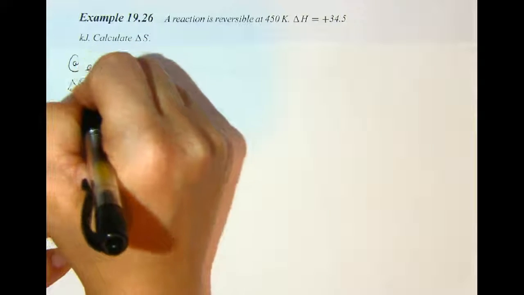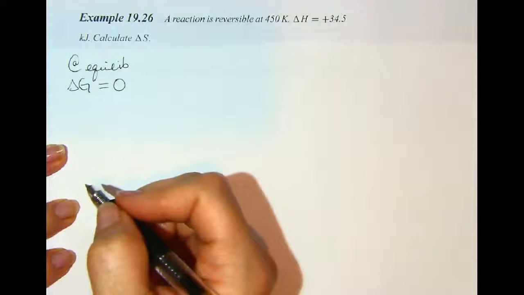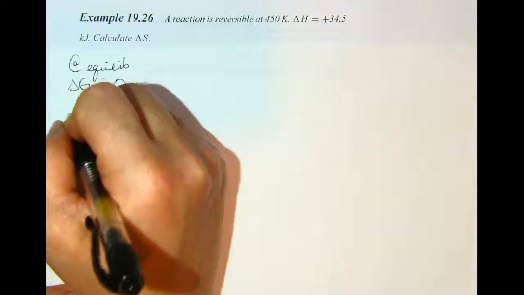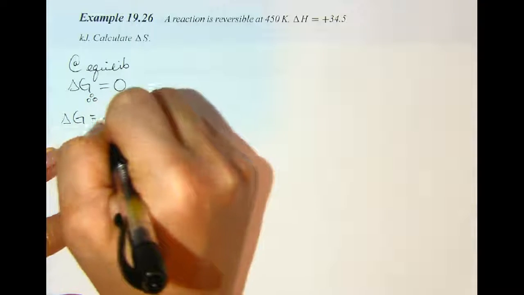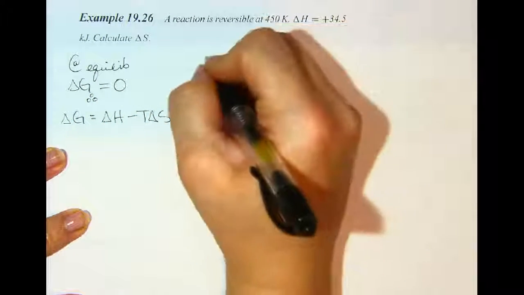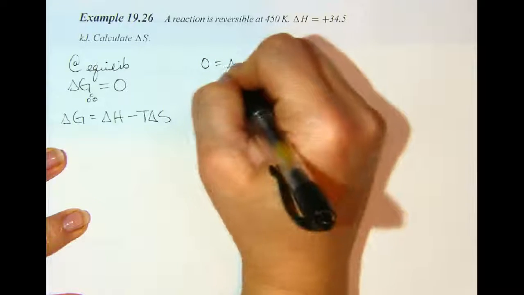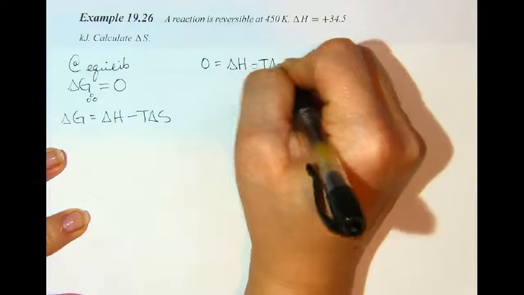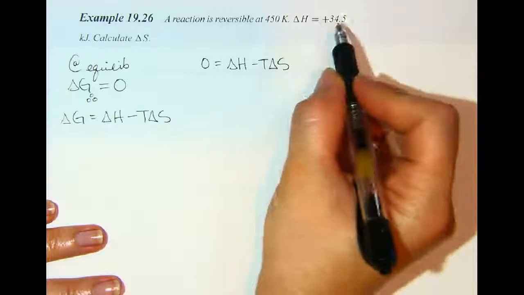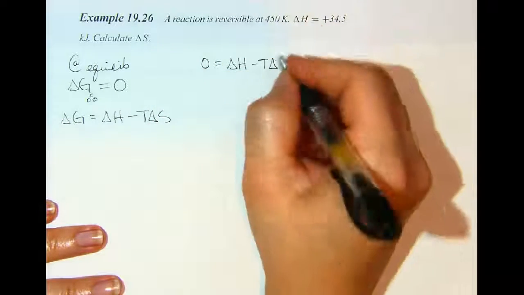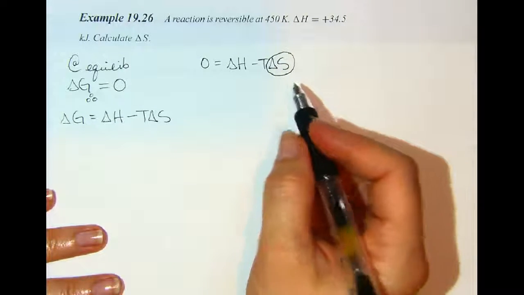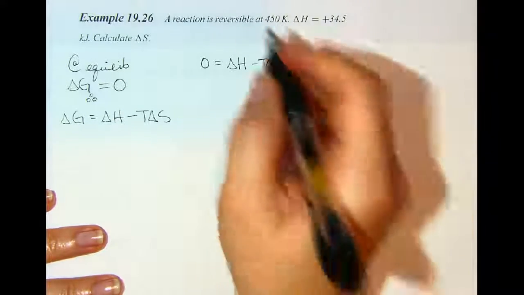This means your delta G has to be equal to 0. Therefore, the equation delta G equals delta H minus T delta S can actually be written as 0 equals delta H minus T delta S. So we have a temperature and we have a delta H, but we don't have the delta S. So this is what we're solving for. So I'll go ahead and rearrange the equation and set it to solve for the delta S.